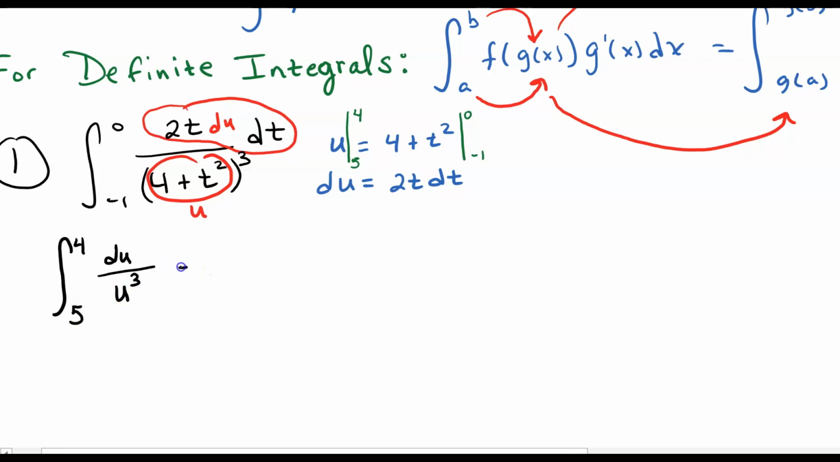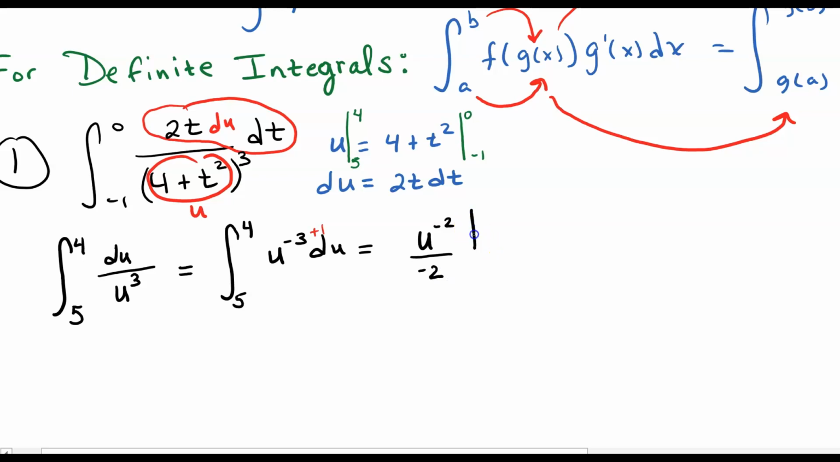So we can rewrite this so that we can easily integrate. We go from 5 to 4 again, but in this case it's u to the -3 du. Now we are ready to integrate. Remember, to take the antiderivative, you add 1 and divide by that new power. So we end up with u to the -3 plus 1, which is -2, divided by -2. And it looks just like that.